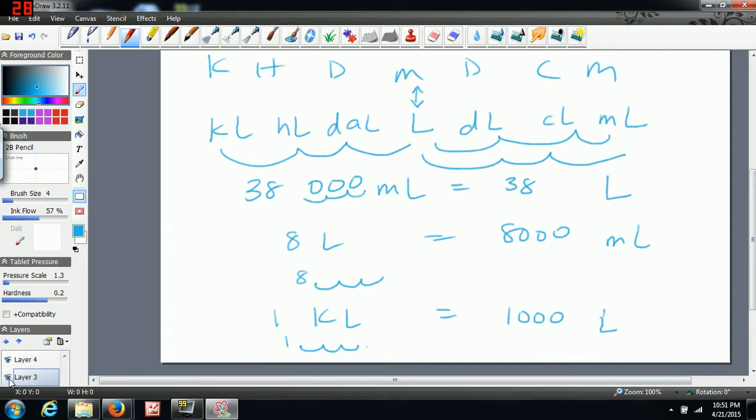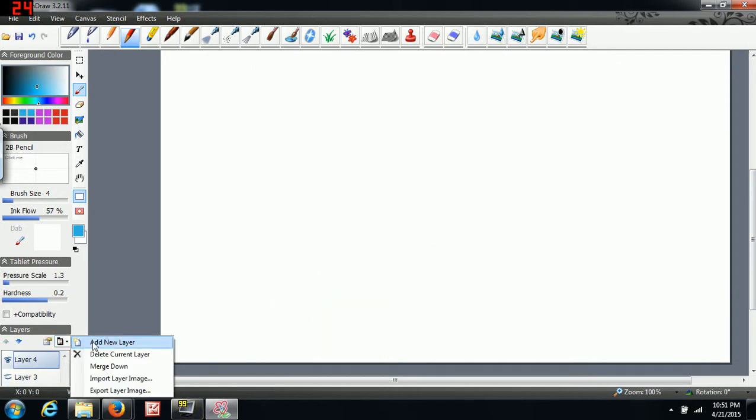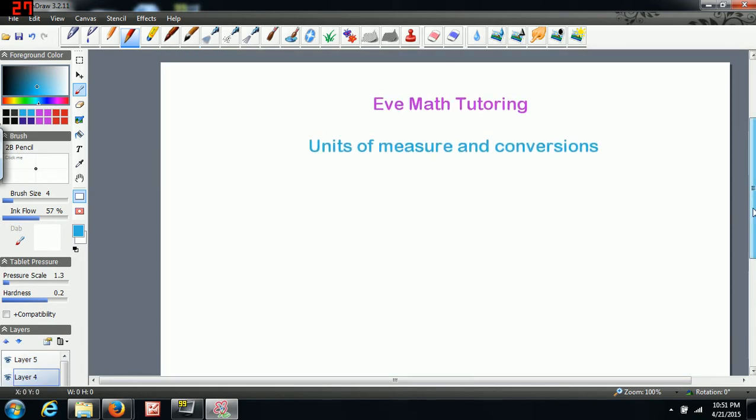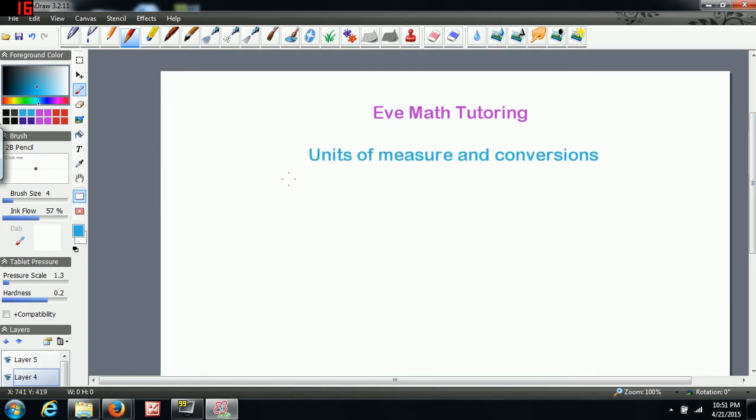Okay, so let's do another one. Okay, now I'm just going to show you the chart for milligrams and centigrams, etc. Okay, now say we're dealing with grams. So if we're dealing with mass, let's look at the units first.